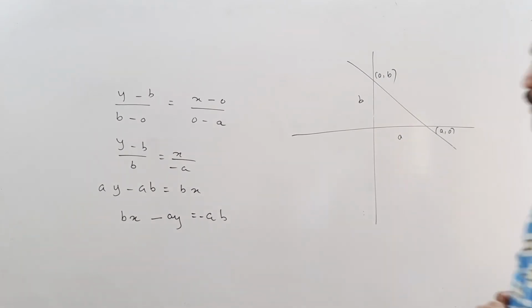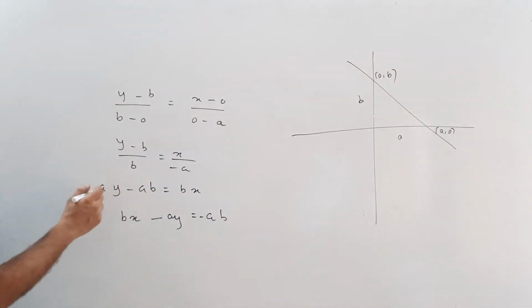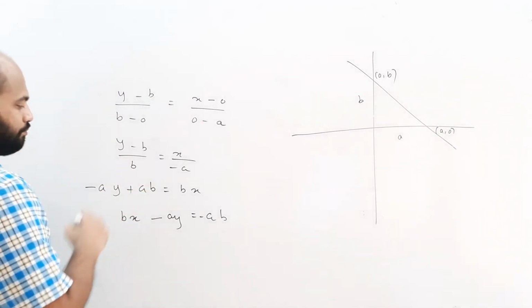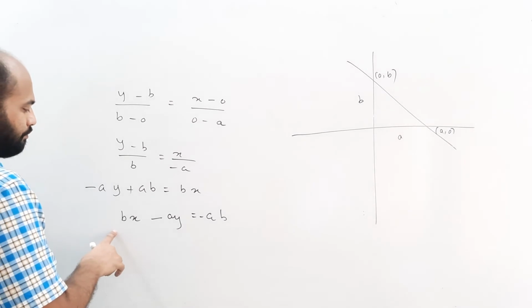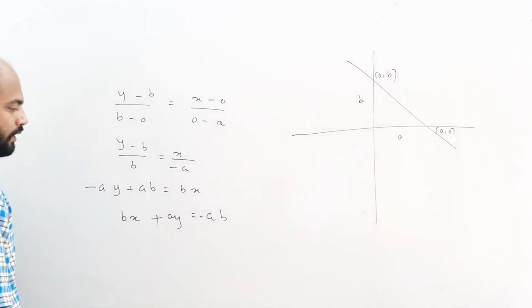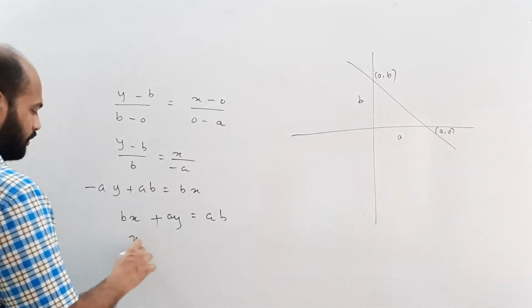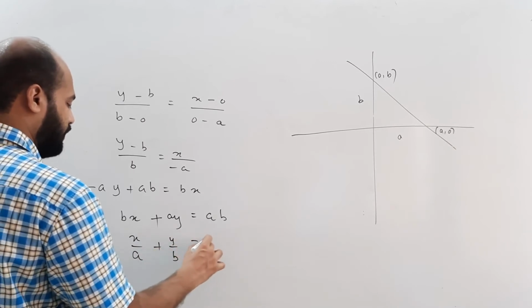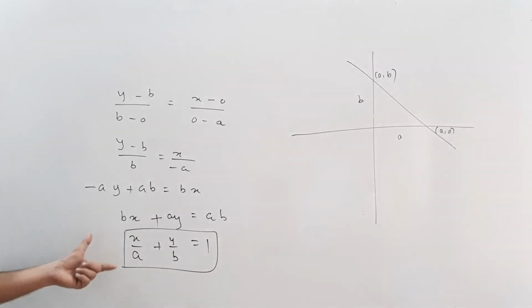There is a slight mistake over here. It's going to be minus ay plus ab is equal to bx. So we are going to write it as bx plus ay is equal to ab. Now let's divide throughout by ab and see what we get. So we are going to get x by a plus y by b is equal to 1. This is nothing but the equation of the line.